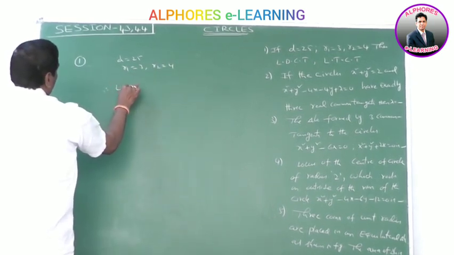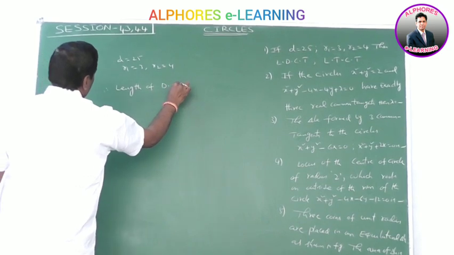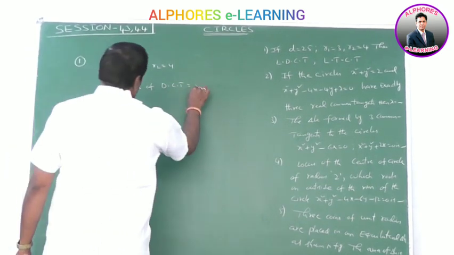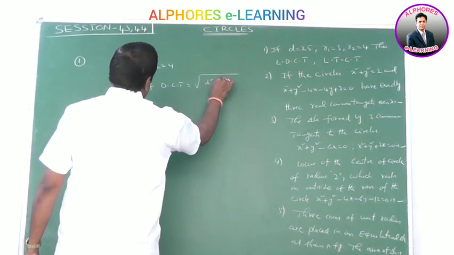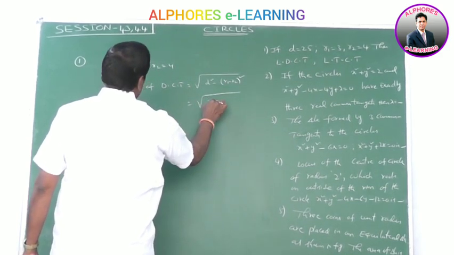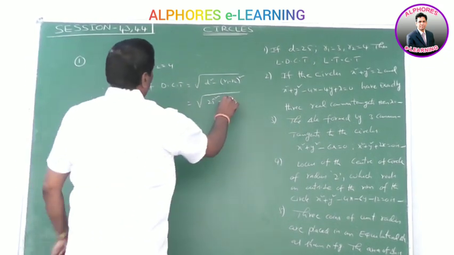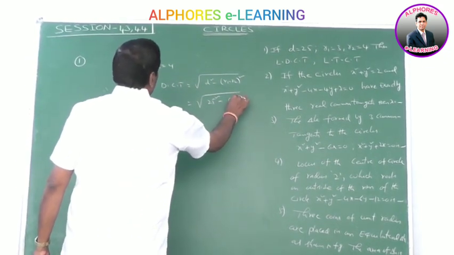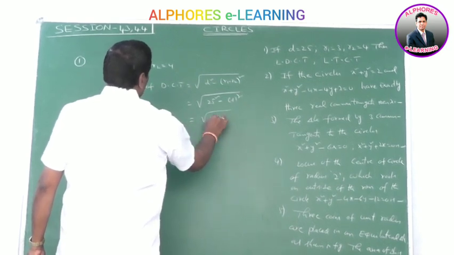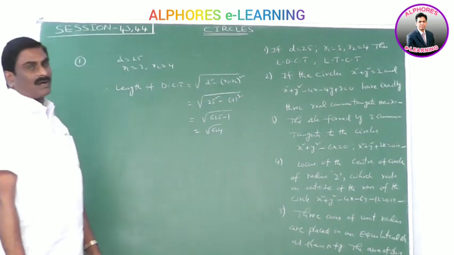Therefore, the length of the direct common tangent is equal to under root d square minus (r1 minus r2) whole square. d square means 25 whole square, minus (r1 minus r2) whole square means minus 1 whole square, which is 1. That means 625 minus 1, that is equal to root 624. It is the length of the direct common tangent.